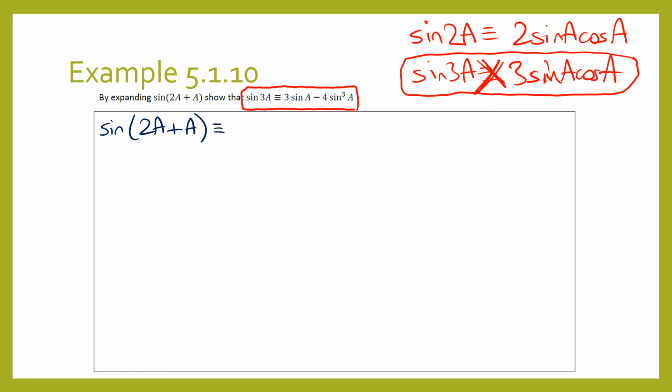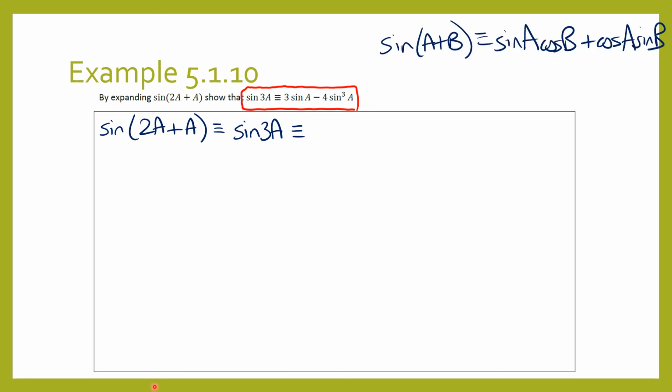So sine of 2a plus a, which is the reason we get sine of 3a. Now I'm going to apply the addition formula for sine of open brackets a plus b. And here it is. You're given this in the formula book in a slightly different version, but hopefully you're good at knowing these by now. Sine of a plus b is sine a cos b plus cos a sine b. So a is going to become 2a and b is going to become a. So just write this out again, but replace a with 2a and replace b with a.